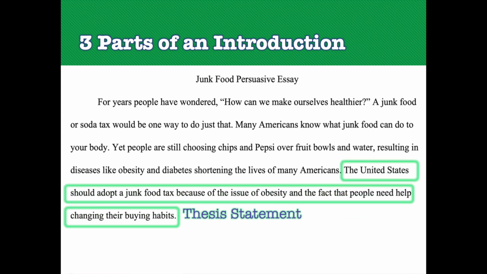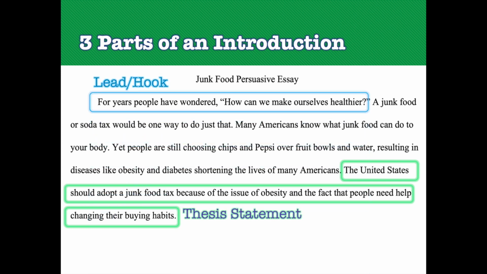First is the thesis statement. The United States should adopt a junk food tax, clear stance, because of the issue of obesity, reason 1, and the fact that people need help changing their buying habits, reason 2. I talked about thesis statements in a previous video, and I always highlight that first because it is the most important sentence of not just the introduction but the whole essay. And I'll talk about them in the context of the entire introduction again today.